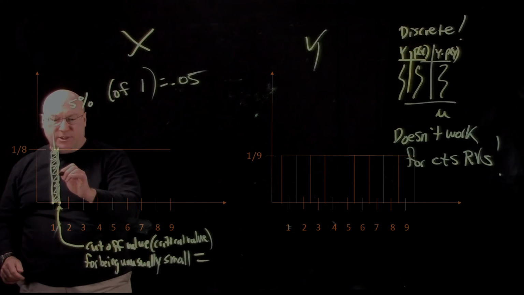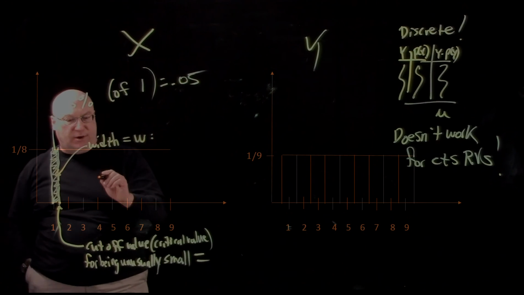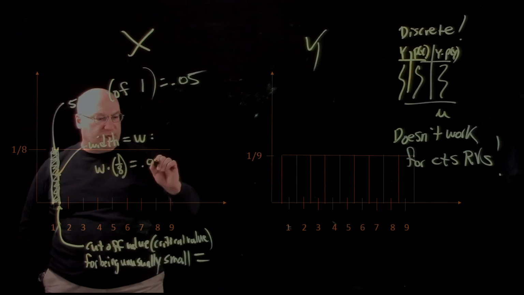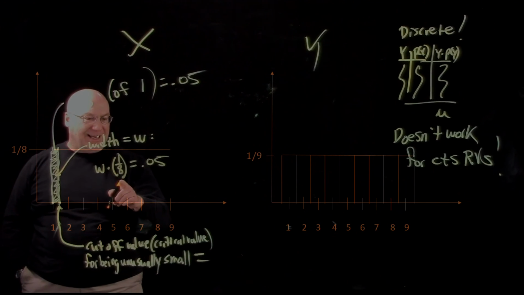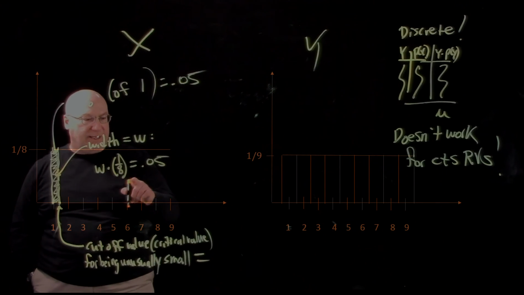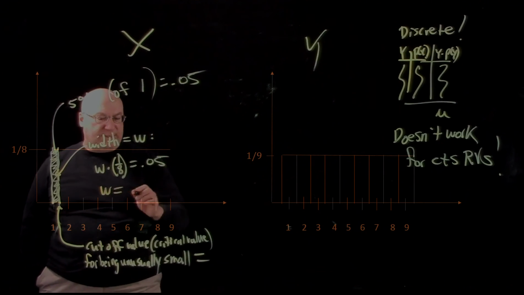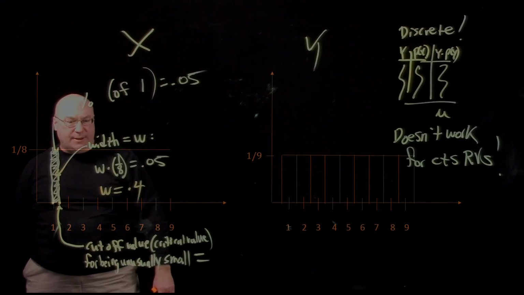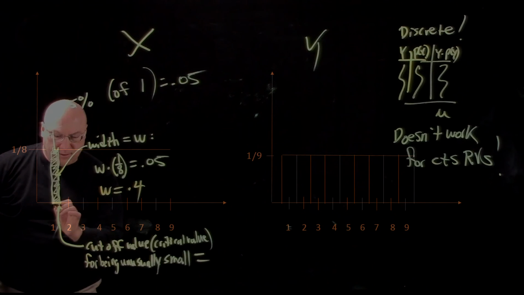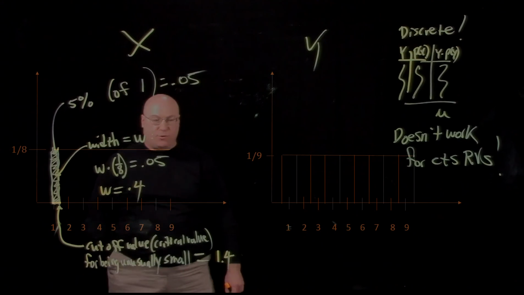What is the width? Let me just put here the width equals W. I'm going to say W times 1/8 equals 0.05. Width times height equals area. I'm not going to write that down because it's going to get too cluttered, but you might want to write that down. We've done these calculations already. To see what W is, I multiply both sides by 8 and I get 0.4. So the width right here is 0.4. So the cutoff value, starting at 1, I just add an extra 0.4, and so it's 1.4.